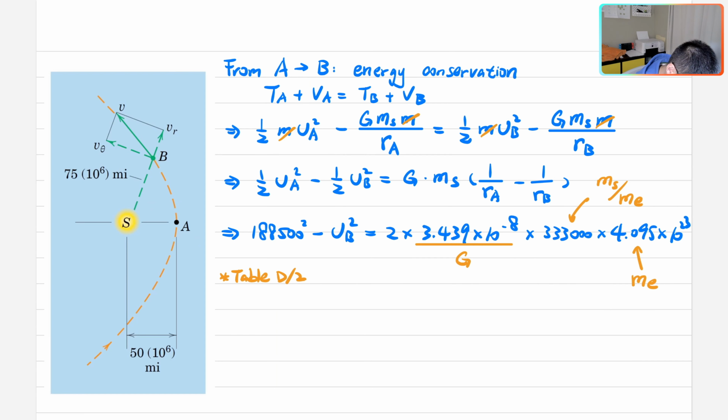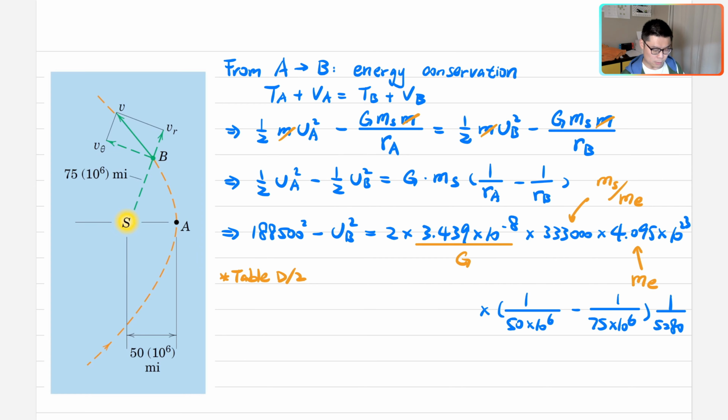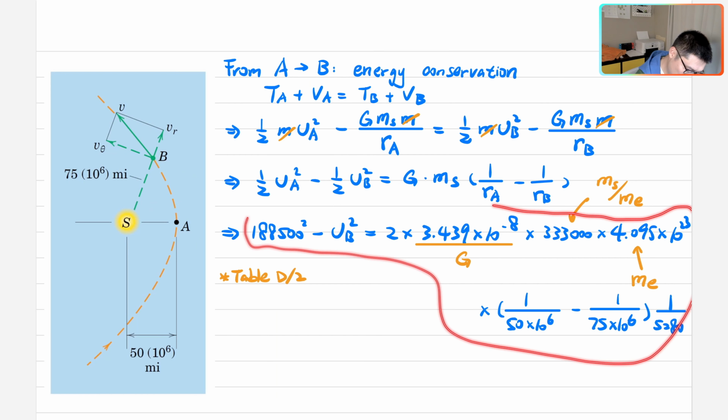So we multiply by 1 over 50 times 10 to the 6 minus 75 times 10 to the 6. And we'll do the conversion. Convert miles to feet, divide by 5280. This last part is converting miles to feet, the unit conversion to the imperial unit. Okay, all of this is one single equation here.